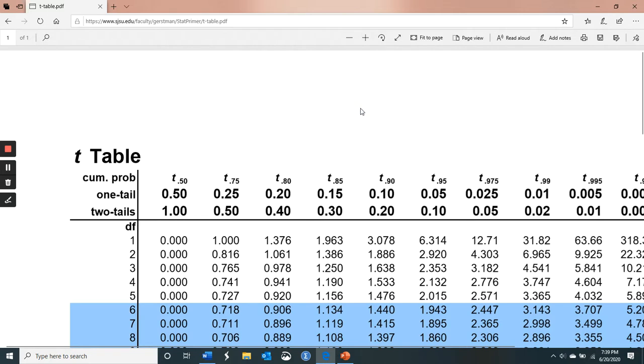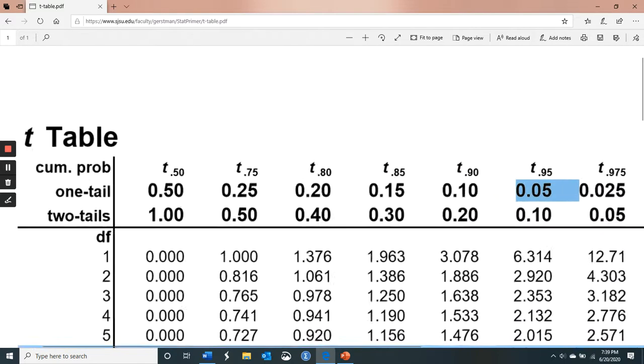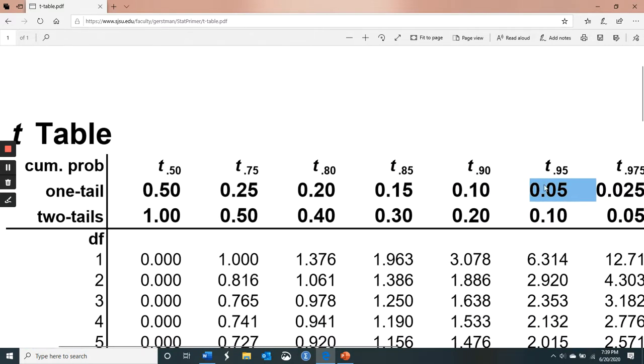So which column do we use? There's lots of columns here. So we use one tail. We want to stay here on one tail, and we're going to use the 0.05. Remember that we're always going to use an alpha of 0.05. So we're going to use this column right here. One tail, 0.05. That's the column we're going to be using.